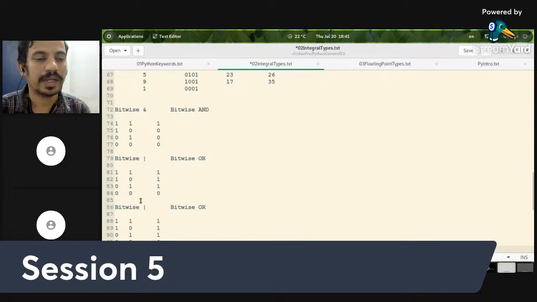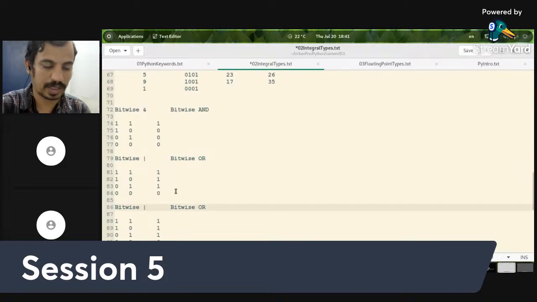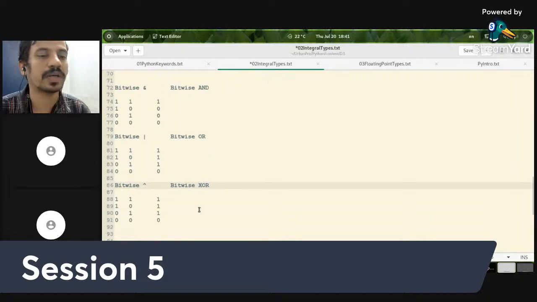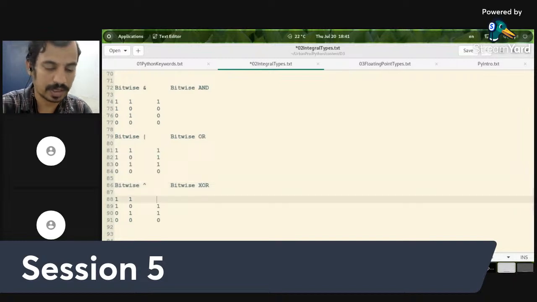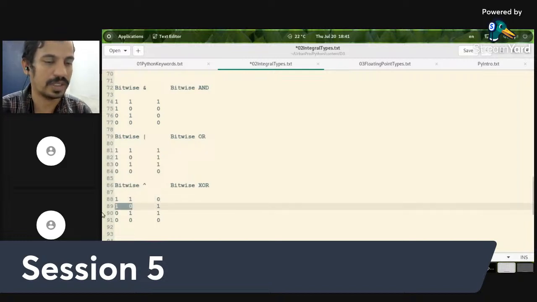Okay. Next we have bitwise XOR, the cap symbol. If you press 6 with the shift key, you will get that XOR operator. We call it exclusive or, in short XOR. The truth table is different here. When inputs are similar, the output is low, which is 0. When inputs are dissimilar, 1 0 and 0 1, then the output is high, which is 1. This is the truth table for bitwise XOR.